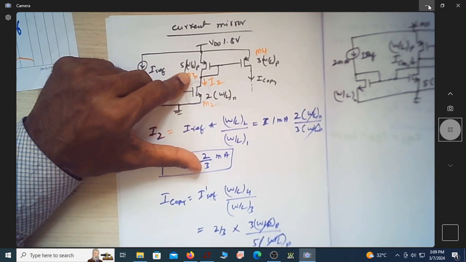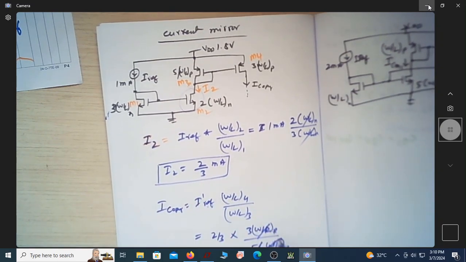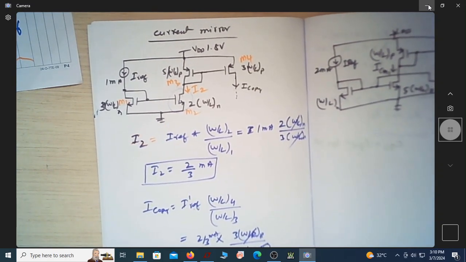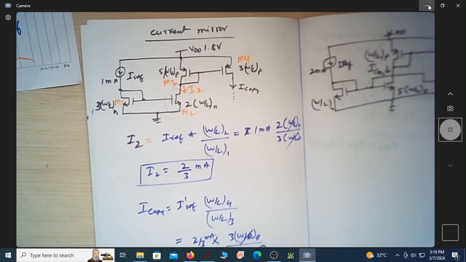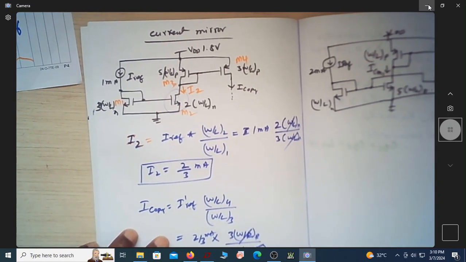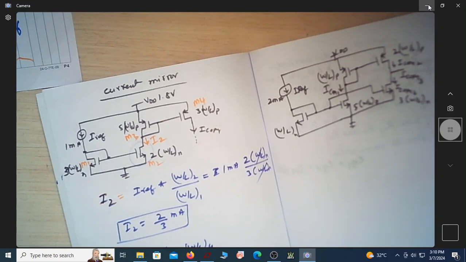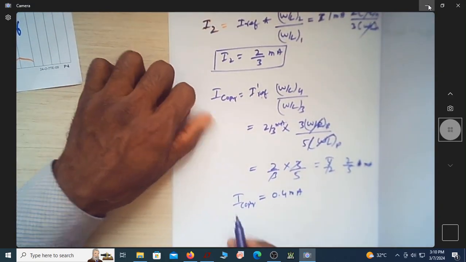So what do we have? It is 2 by 3 into 3 by 5. This will go, and it is now 2 by 5 milliampere, which is 0.4 milliampere. So the current flowing in I copy is 0.4 milliampere.